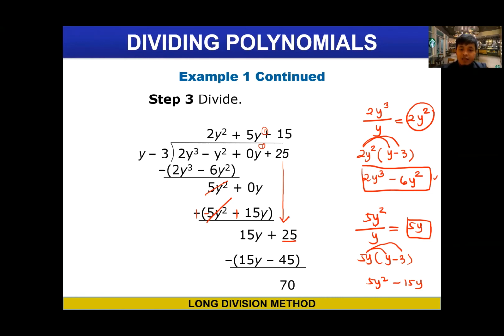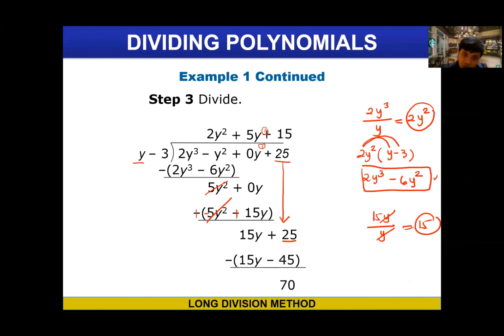Okay, next. After that, what we're going to do is to divide again this one. Divide 15y by y. Again, first term divided by first term. So cancel this out, it becomes 15. Where will I place 15? It should be aligned with the constant as well. So constant, constant. So align. Now after that, repeat the process, multiply this to the divisor. Using the distributive property, we have 15y minus 45. So we place it here.